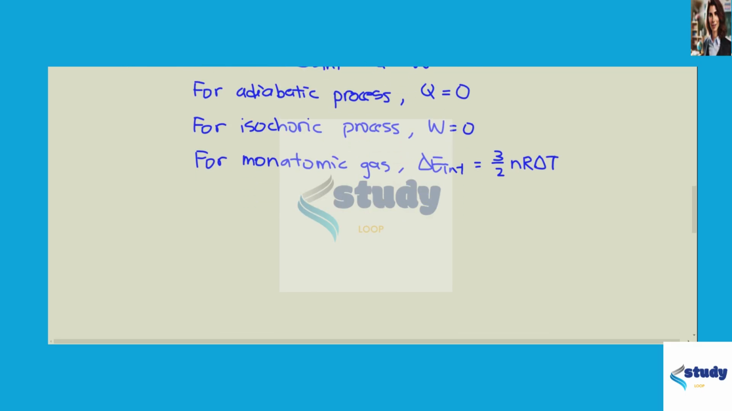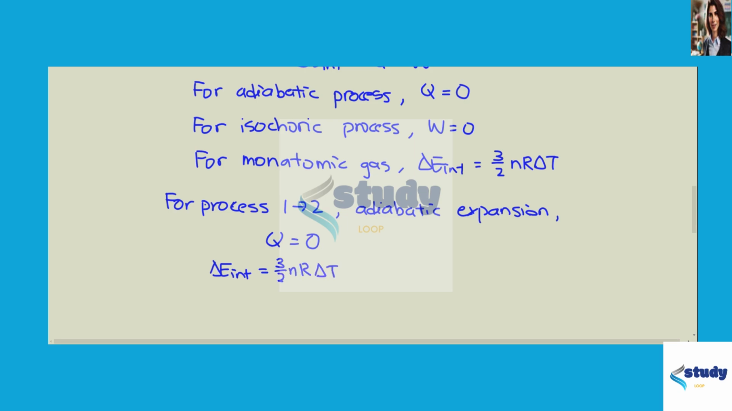So for process 1 to 2, this is an adiabatic expansion. We know that Q equals 0 immediately, and delta E internal is equal to 3/2 nR delta T. So this is equal to 3/2 times 1 mole times 8.314 times (T2 minus T1). T2 is 389 minus 588, and you calculate this, you get negative 2480 joules.